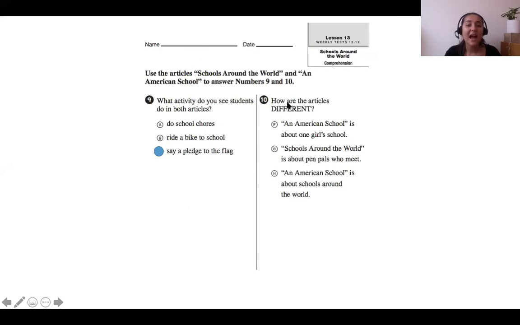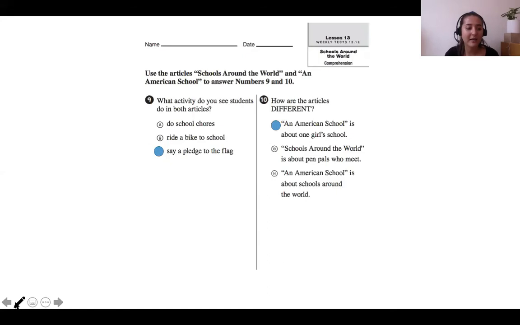Okay, and last, how are the articles different? Kaki. American school is about one girl school. Good girl, well done. An American school is only about one girl's school. Schools around the world is about lots of schools all over the world, but an American school is only about one girl.